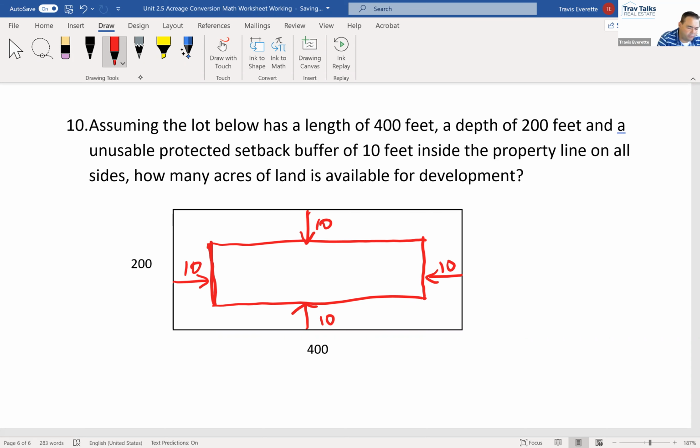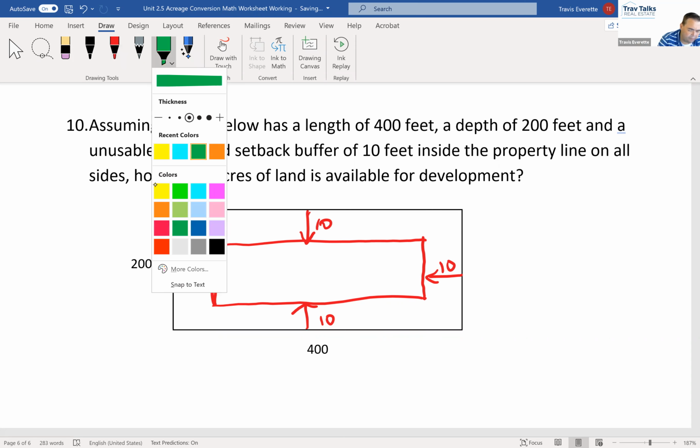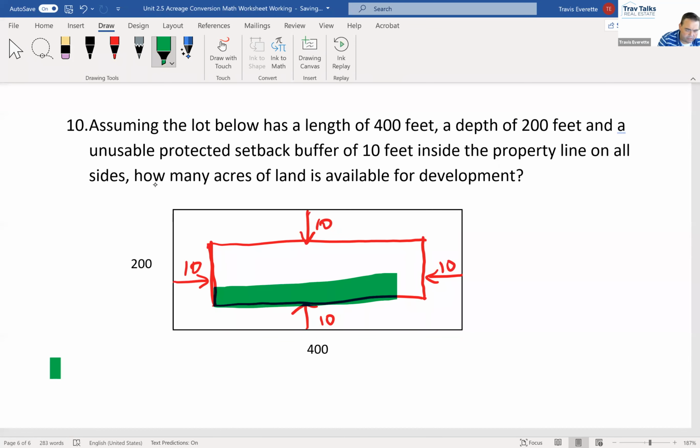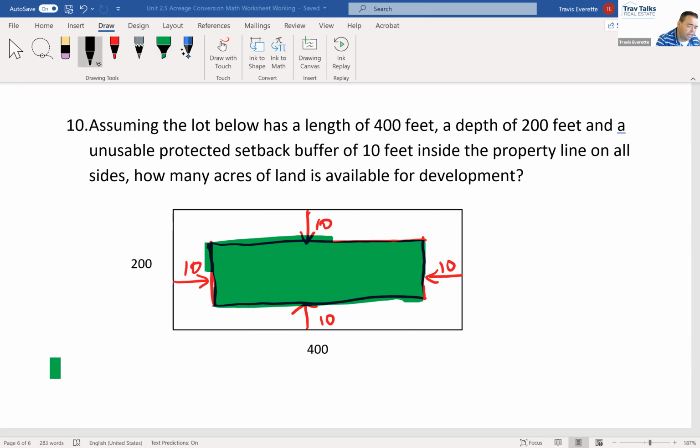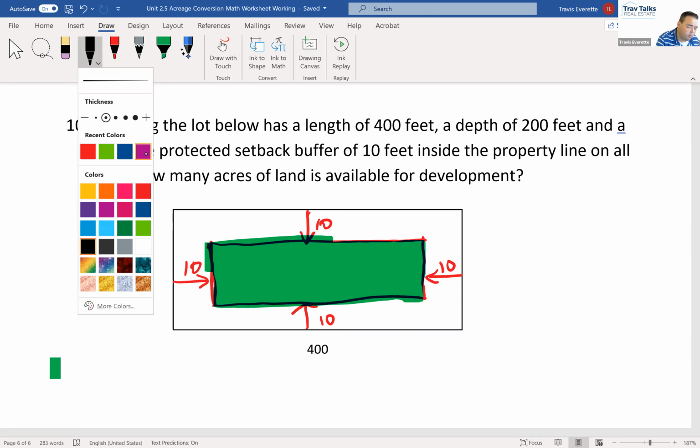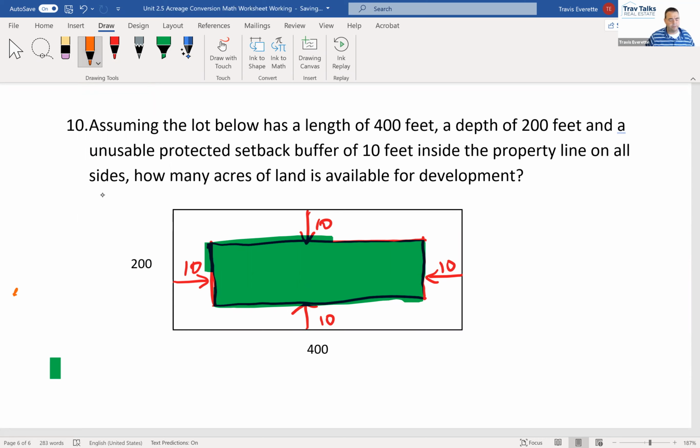So here's the thing. They don't want to know the total size of the property. What they want to know is the size of this piece right here. Well, to know the size of that piece, we've got to first figure out what the dimensions of that piece are. That's going to be our challenge here.